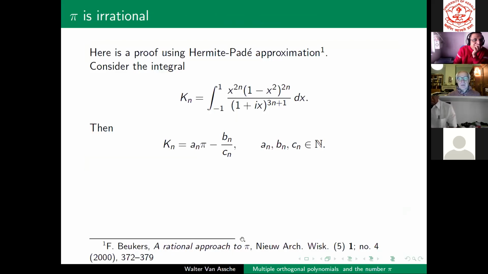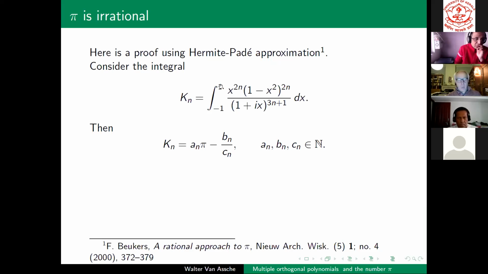And so let me show you a proof that pi is irrational. Everybody knows that pi is irrational, but that also gives an upper bound for the measure of irrationality. It's not an optimal proof, but just to give you some idea, and the idea will be expanded upon later on to get better upper bounds for the measure of irrationality. So you start with this integral over here.